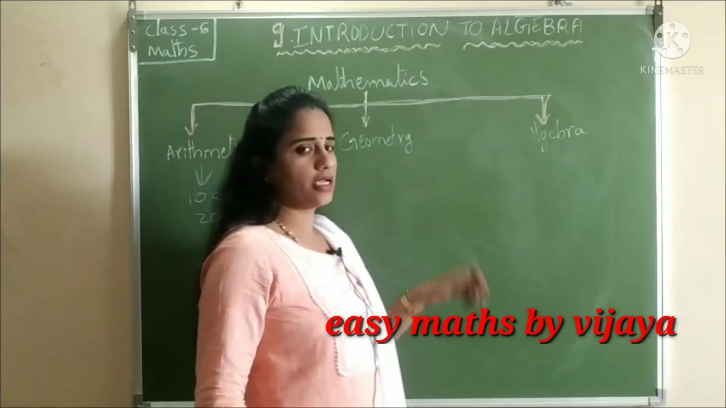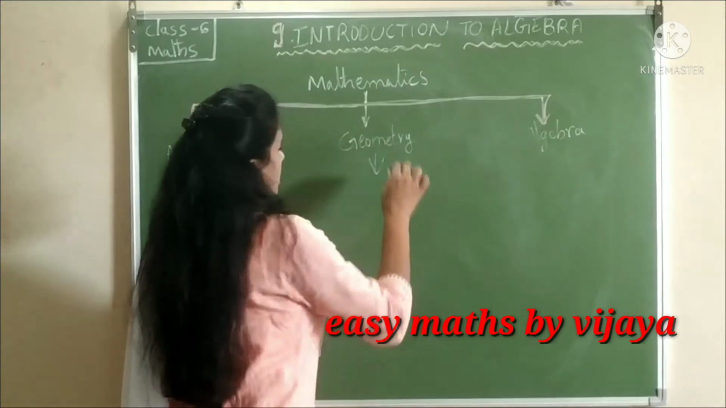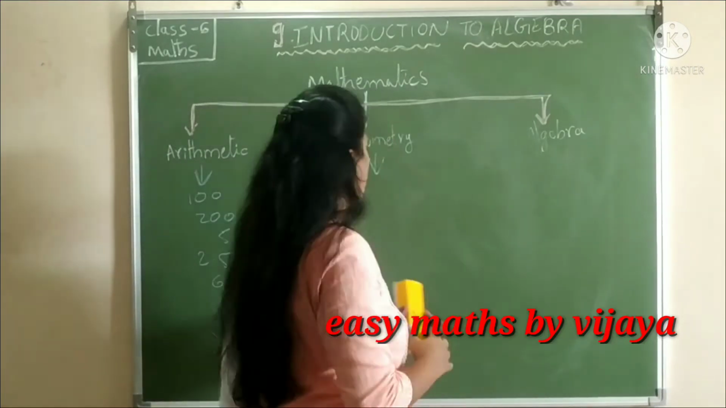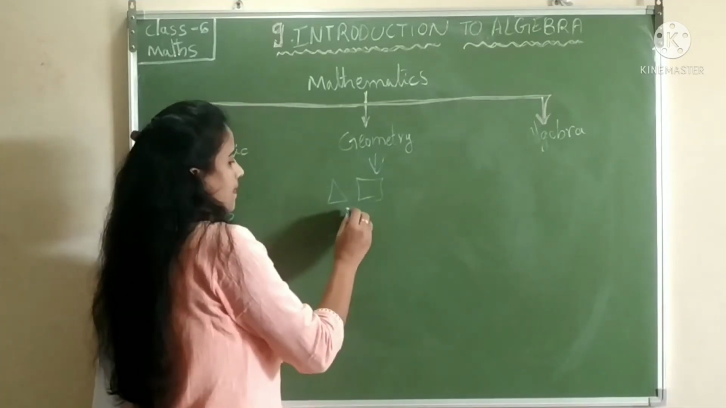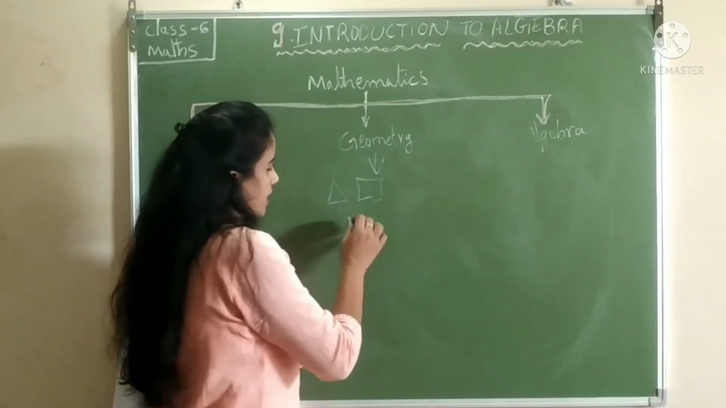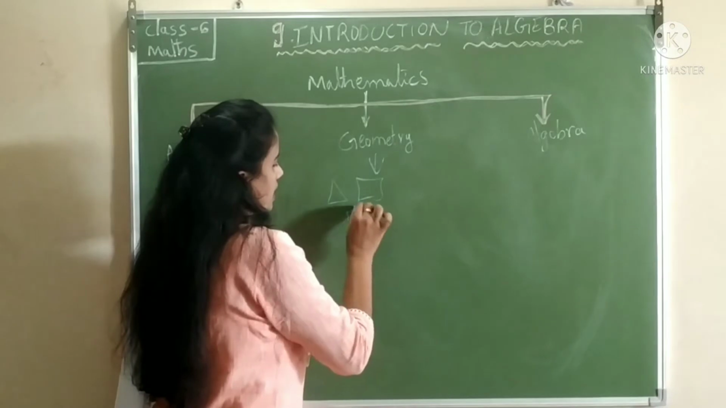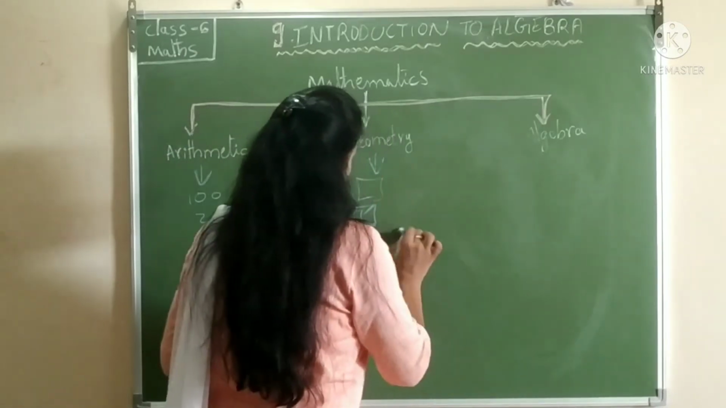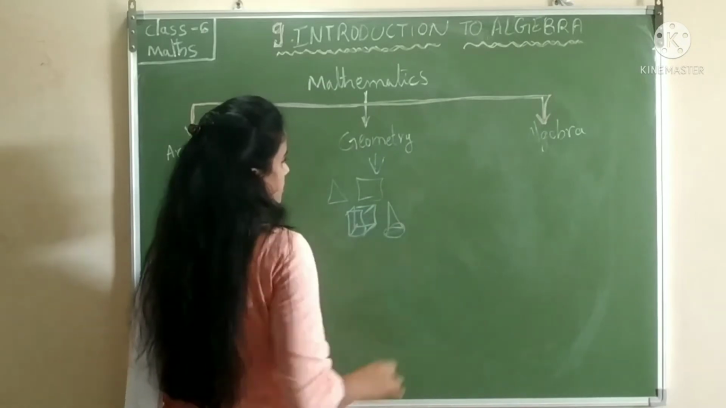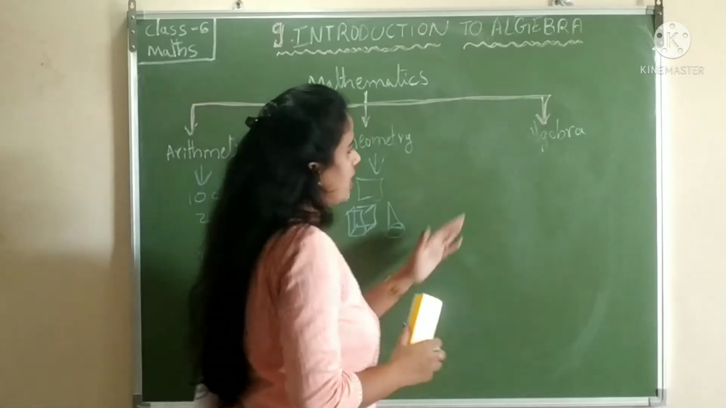Okay. Geometry. In geometry we will discuss shapes, different types of shapes. What are shapes? Triangle, square, rectangle, and different types of 3D shapes like cube, cuboid. These all are geometry.